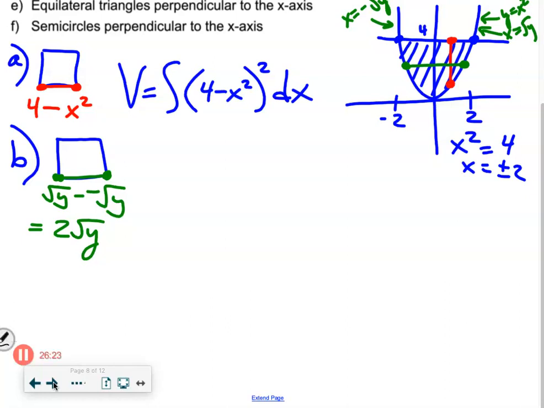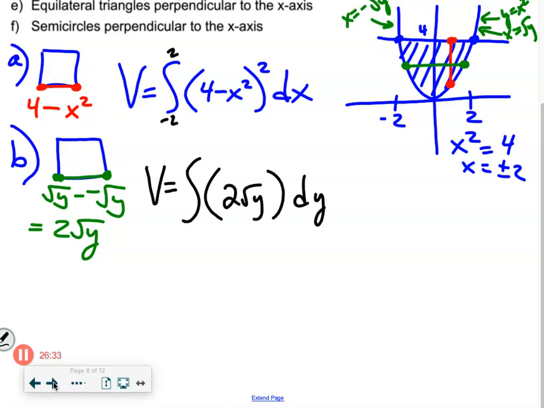Okay, so our volume, oh, whoops, I didn't write my limits on this last one. Negative 2 to 2. So it's still the area of the square, which is 2 root y squared. What are our limits now? 0 to 4. How'd you get those? Low y value to high y value.